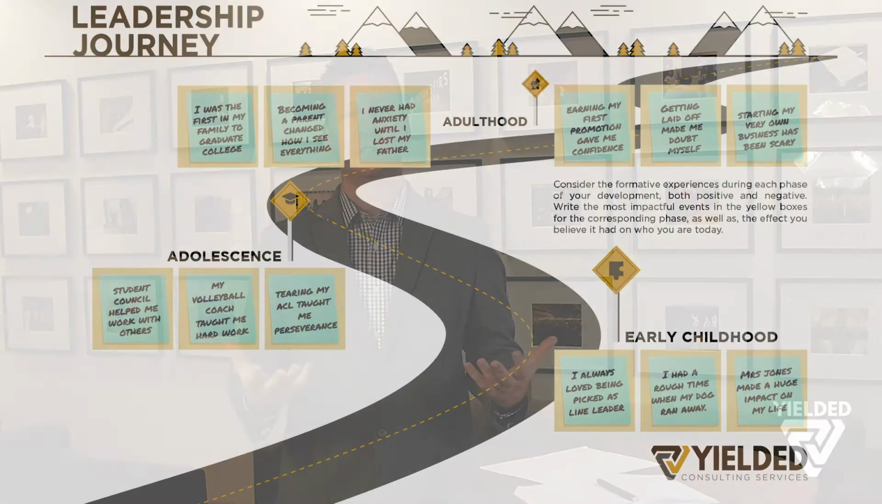As you're looking back through your experiences, you want to be aware of 2 things. 1, themes. Is there something that shows up in each of the 3 phases? The other thing you want to be aware of is those pivotal moments that may have changed the trajectory at a certain point in time.